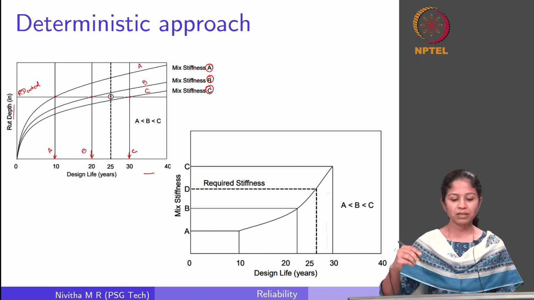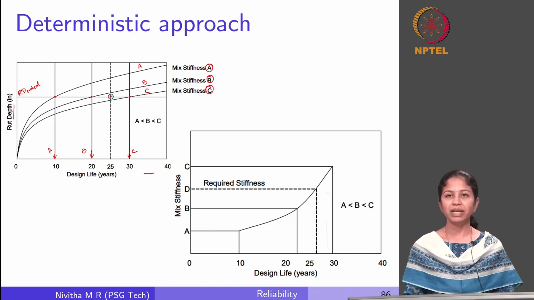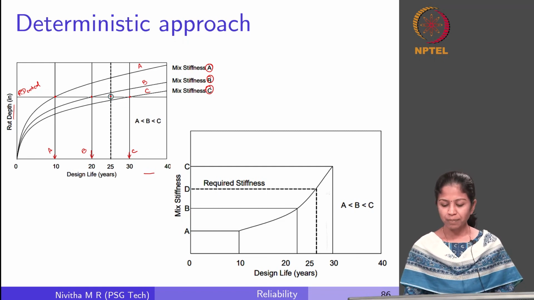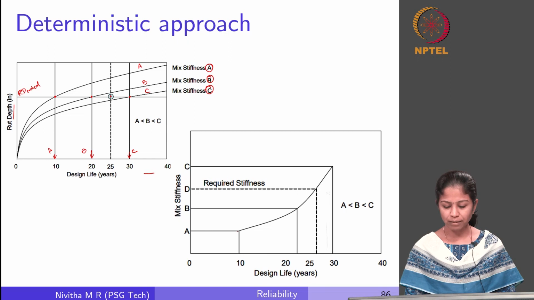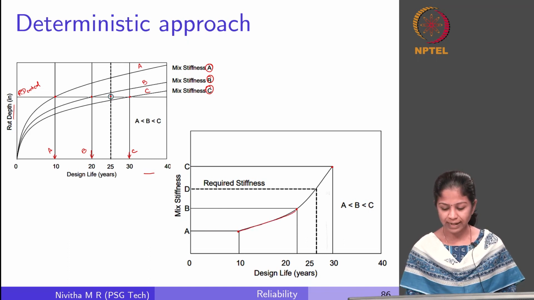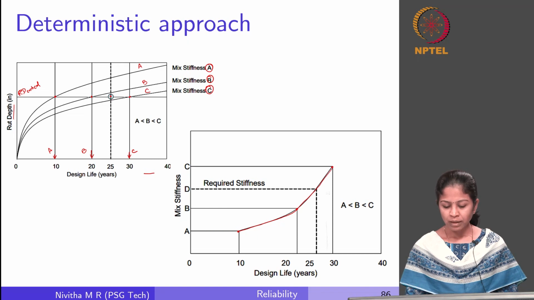The stiffness of the mix required will be somewhere between B and C. So, how do we arrive at that? We make another plot wherein we plot the stiffness of the mix. So, mix A is having 10 years, mix B is having 20 years and this is having 30 years. So, I join these points, I get a curve like this, right. So, 25 years is my required value.